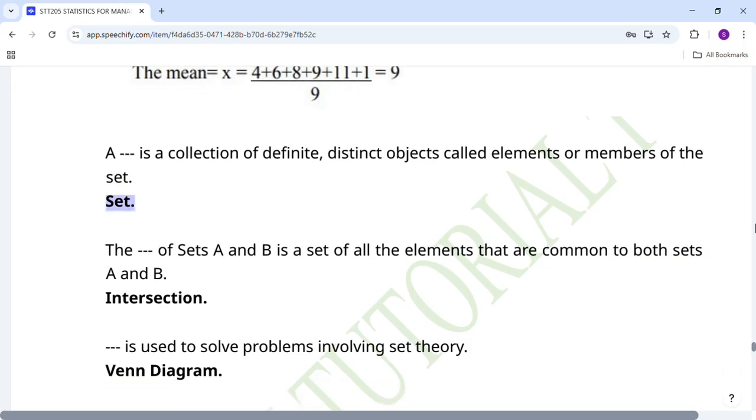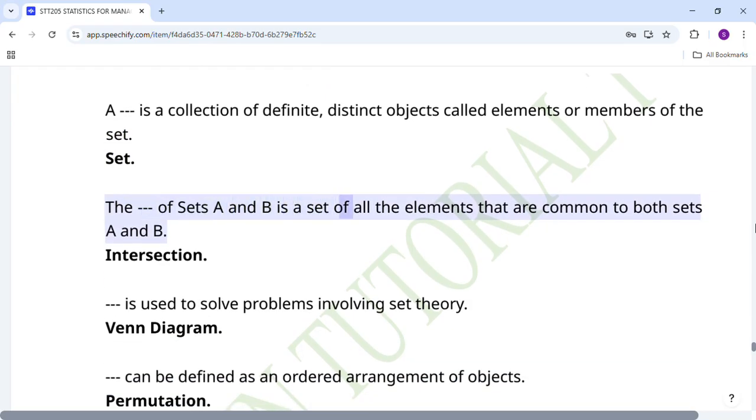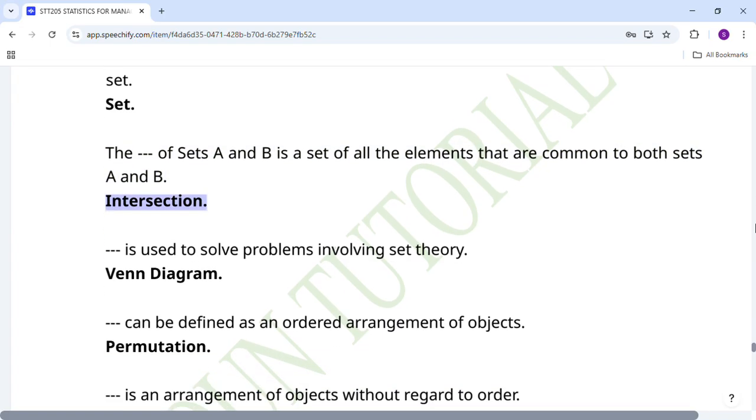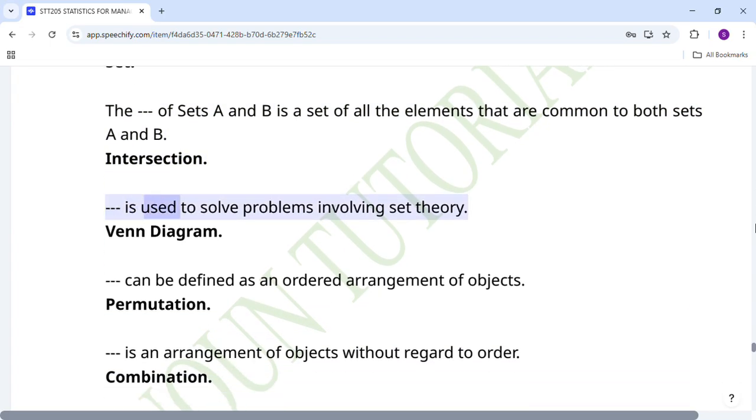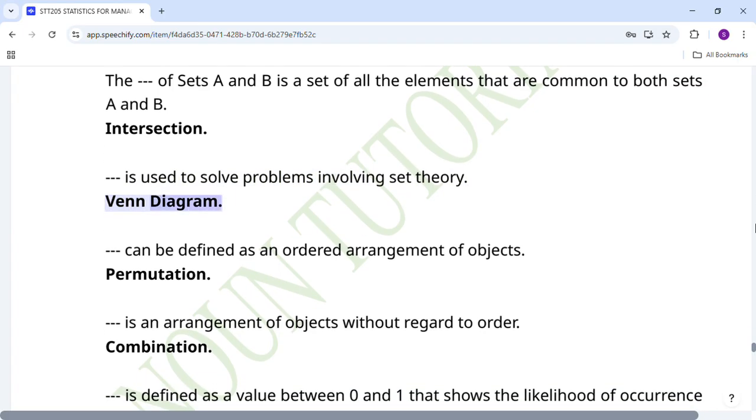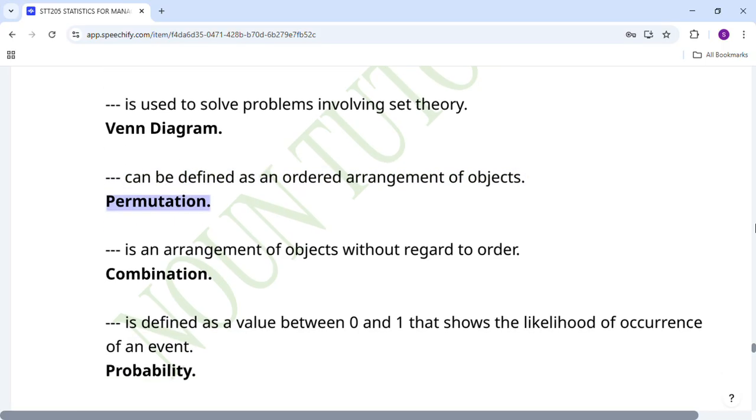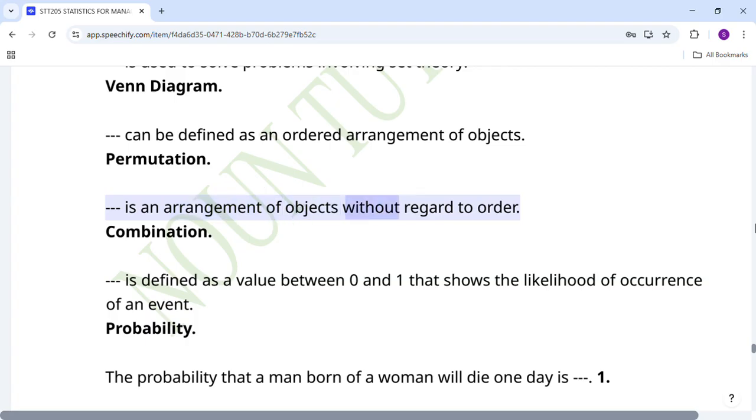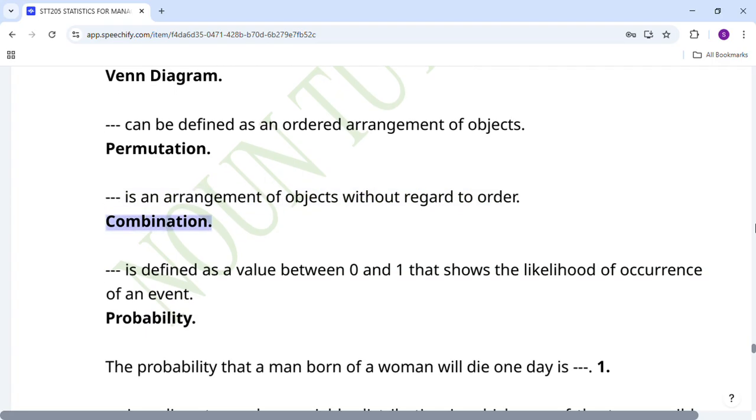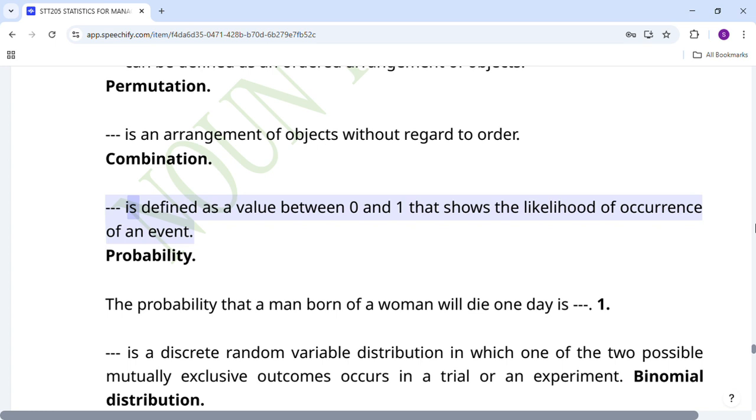A set is a collection of definite, distinct objects called elements or members of the set. The intersection of sets A and B is a set of all the elements that are common to both sets A and B. Venn diagram is used to solve problems involving set theory. Permutation can be defined as an ordered arrangement of objects. Combination is an arrangement of objects without regard to order.